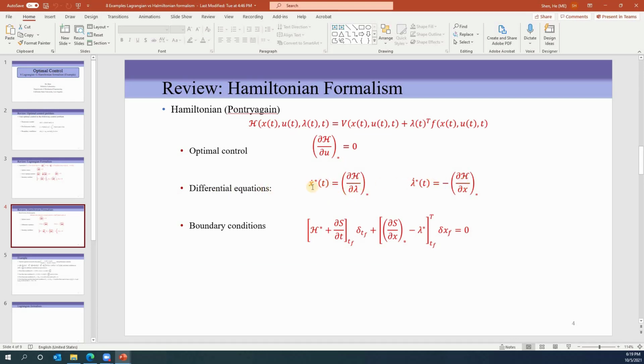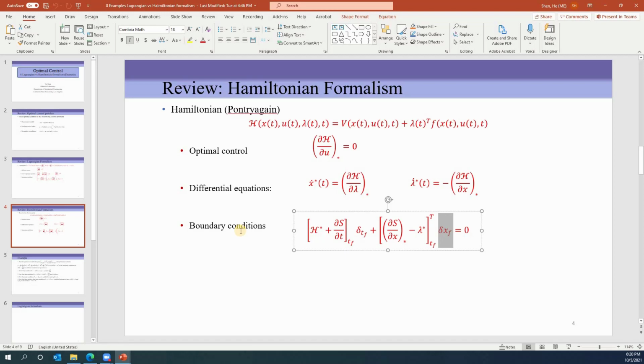The 2 differential equations: the first one is x dot is equal to partial H, partial lambda. The second one is lambda dot is equal to negative partial H, partial x. And the boundary condition is in this form, and I have 2 terms. One term is related to delta tf, and the other term is related to delta xf. Depending on the different boundary conditions that you are given, you may have different equations that allow you to solve for the constants. These 2 pages summarize how we use the Lagrangian formalism and the Hamiltonian formalism to solve optimal control problems.